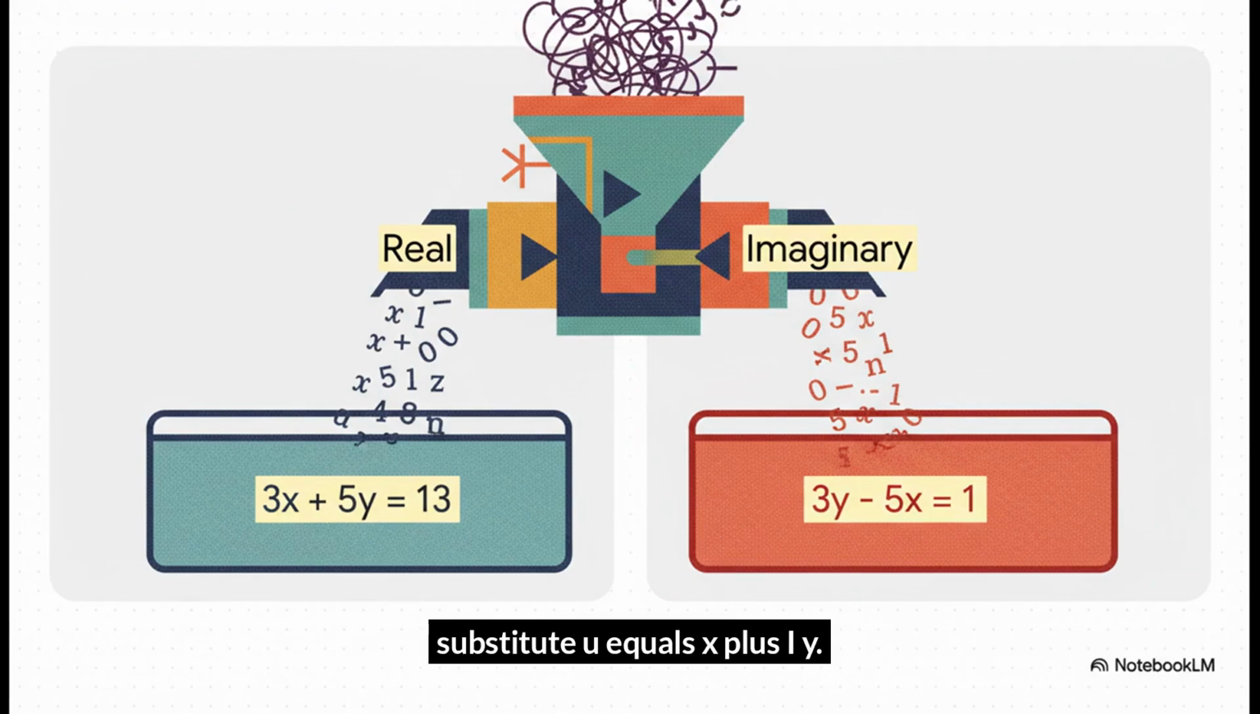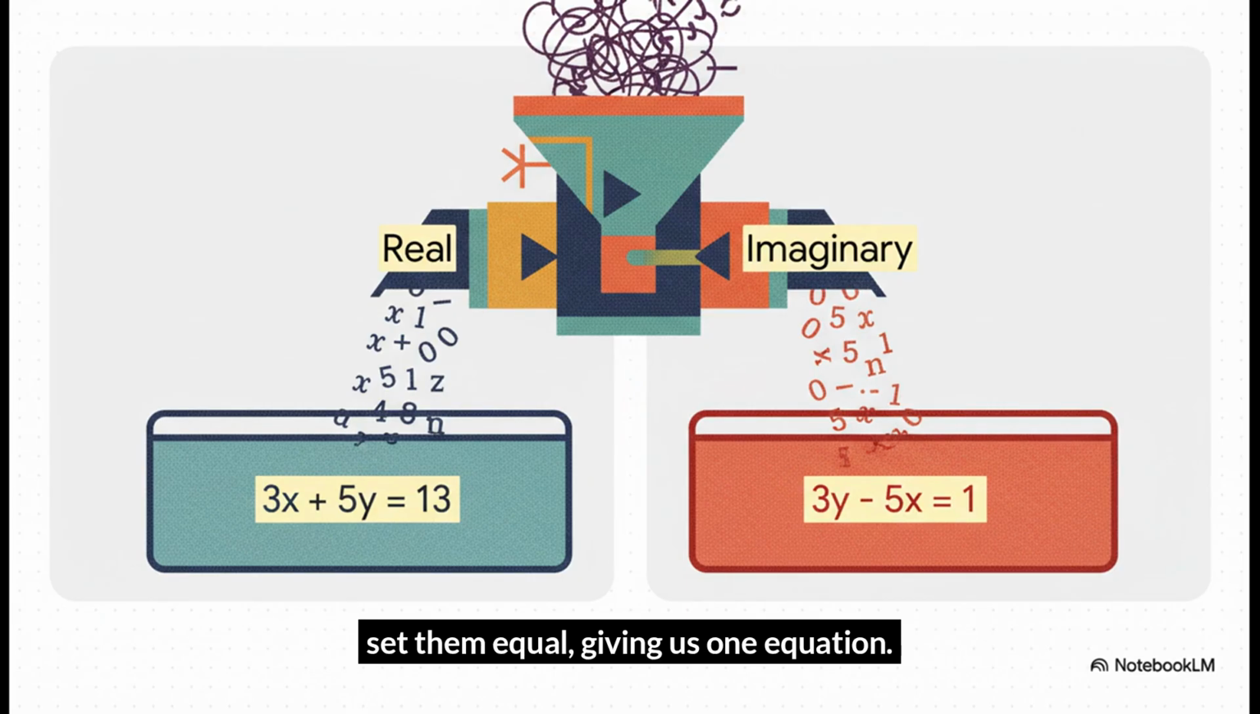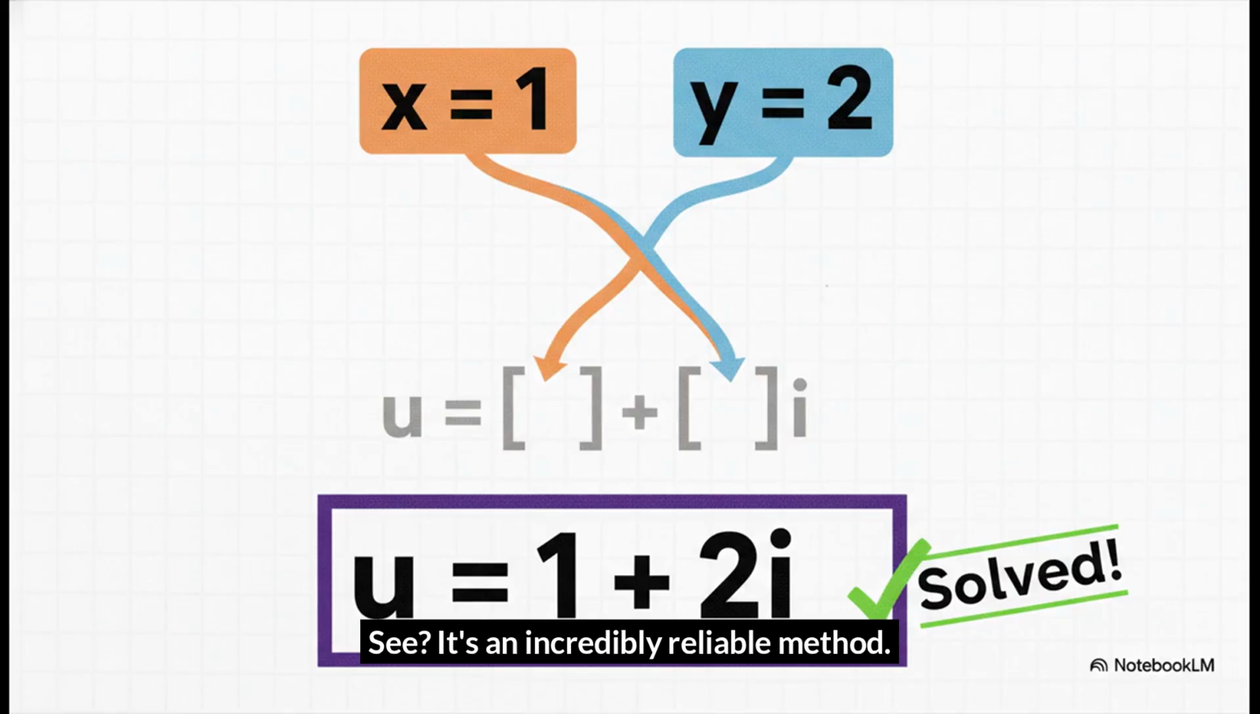We substitute u equals x plus iy, we expand everything out, then we do the big separation. We find all the real terms and set them equal, giving us one equation. Then we find all the imaginary terms and set them equal for our second equation. We solve that new system of equations, and it gives us these really nice, clean answers. x equals 1 and y equals 2, which means our mystery complex number u is just 1 plus 2i. See? It's an incredibly reliable method.